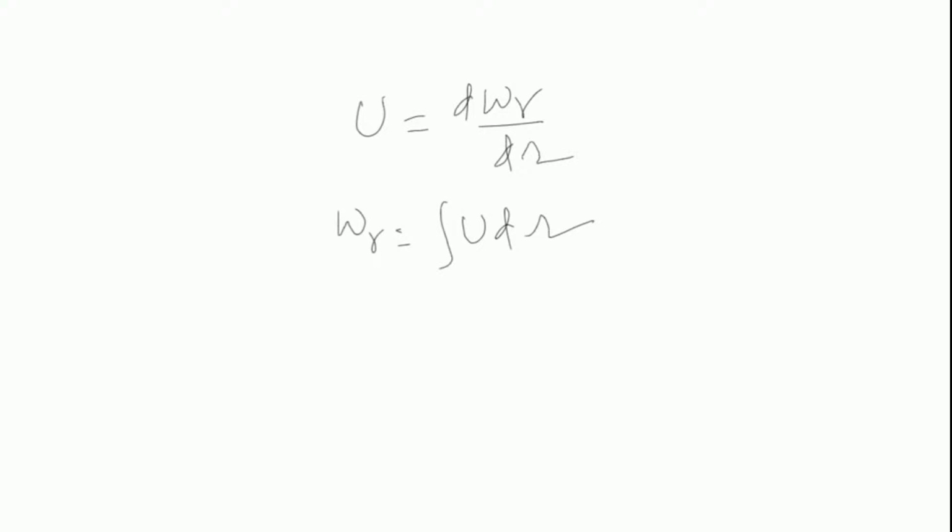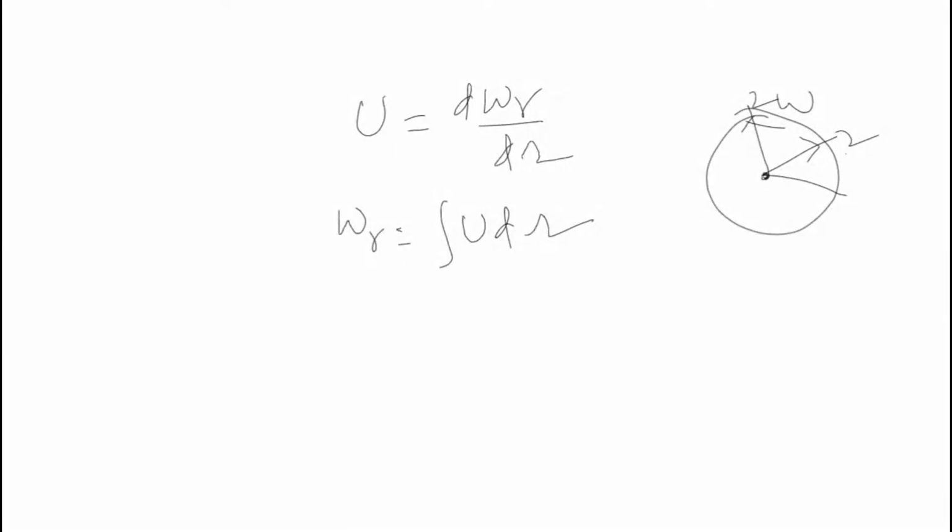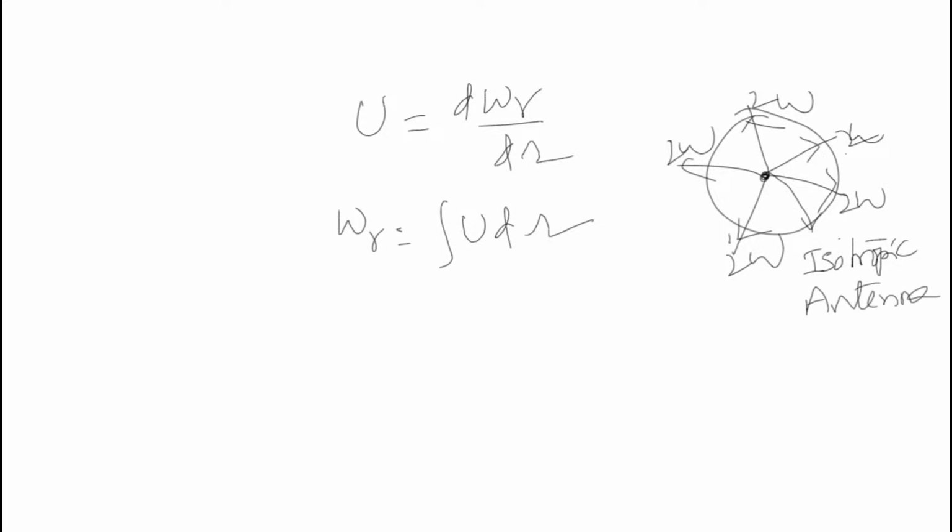Let us take an antenna which radiates energy uniformly in all directions. In this direction, let us say 2 watts. In this direction also 2 watts, and in this direction also it radiates 2 watts of power. This type of antenna is known as an isotropic antenna. In that case, the radiation intensity is uniform in all directions.